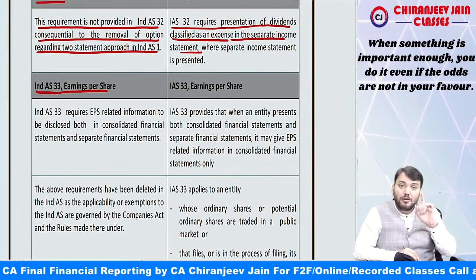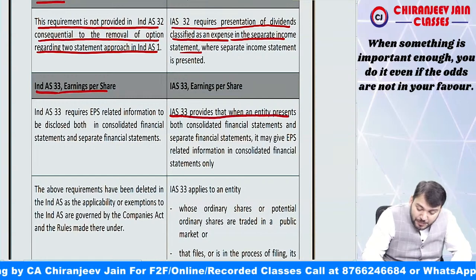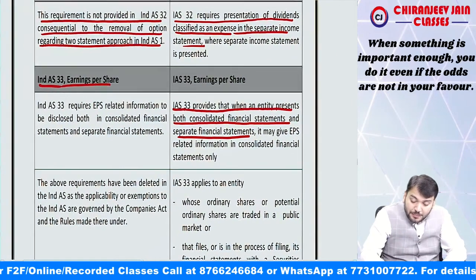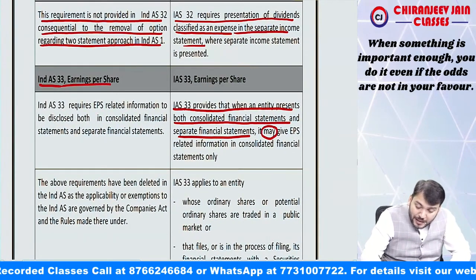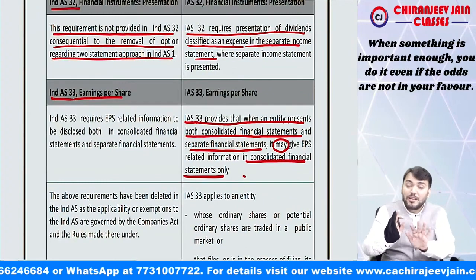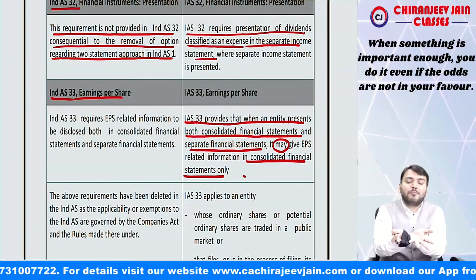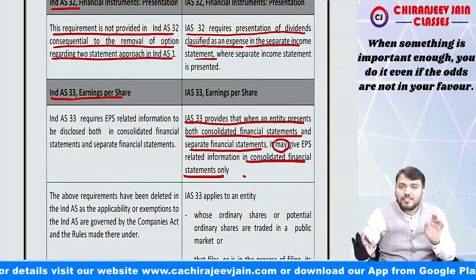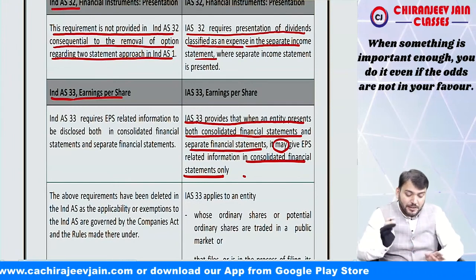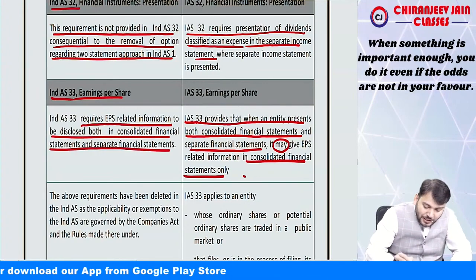Correct. Now, a major difference. What IAS 33 says: when an entity presents both consolidated financial statement and separate financial statement, an option has been given, it may give EPS related information only in consolidated financial statement. Means if they want, they may calculate EPS only from the consolidated financial statement point of view, means in separate financial statement EPS is not required. But in India, in both CFS and SFS, EPS calculation is required. So Ind AS requires EPS related information to be disclosed in both CFS and SFS. Understood? Yes, sir.